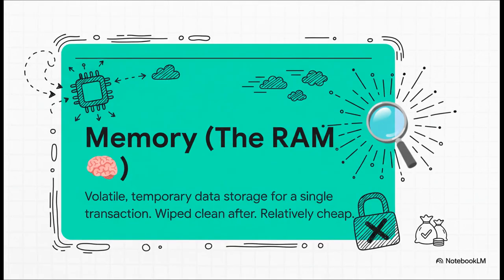Next up is memory. Now this is like your computer's RAM. It's temporary. It gets completely wiped clean after your function is done executing. It's the perfect place to hold data for complex calculations during a single transaction. And the best part? It's much cheaper than storage.